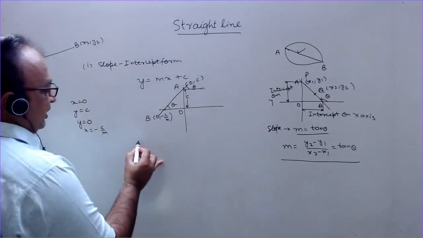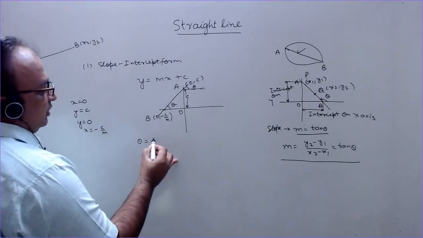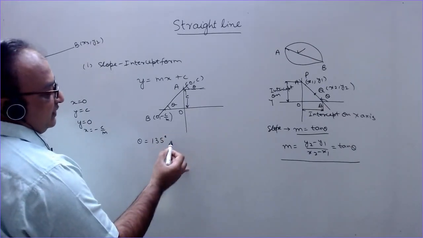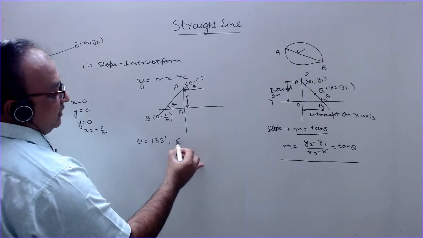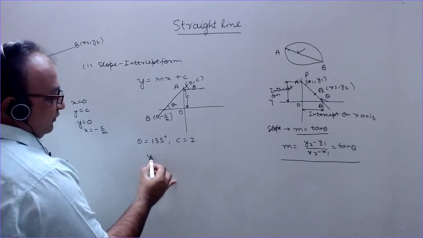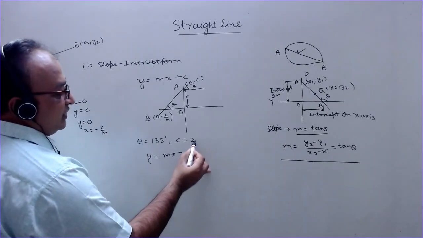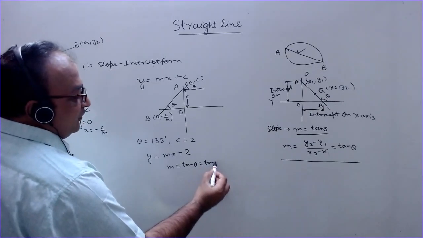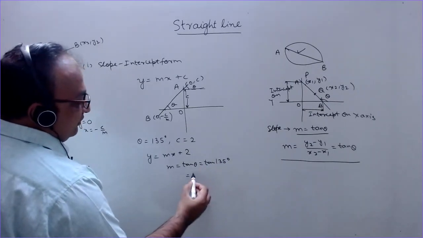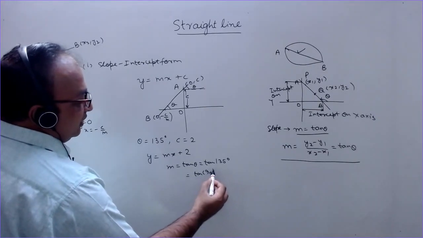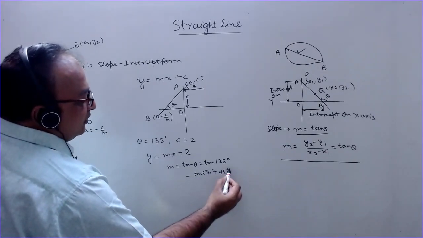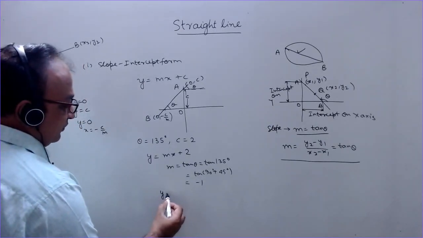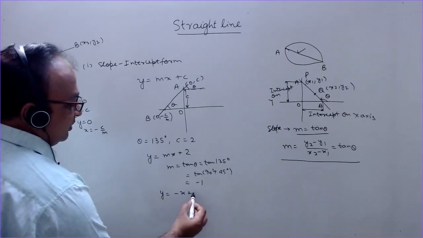Suppose a line is making an angle theta is equal to 135 degree with positive direction of x-axis and cutting an intercept c is equal to 2. The equation will be y equal to mx plus c. C here is 2. Now m is tan theta, that is tan 135 degree, and tan 135, you know, tan 90 plus 45, so this is minus 1. So the equation of line will be y equal to minus x plus 2.